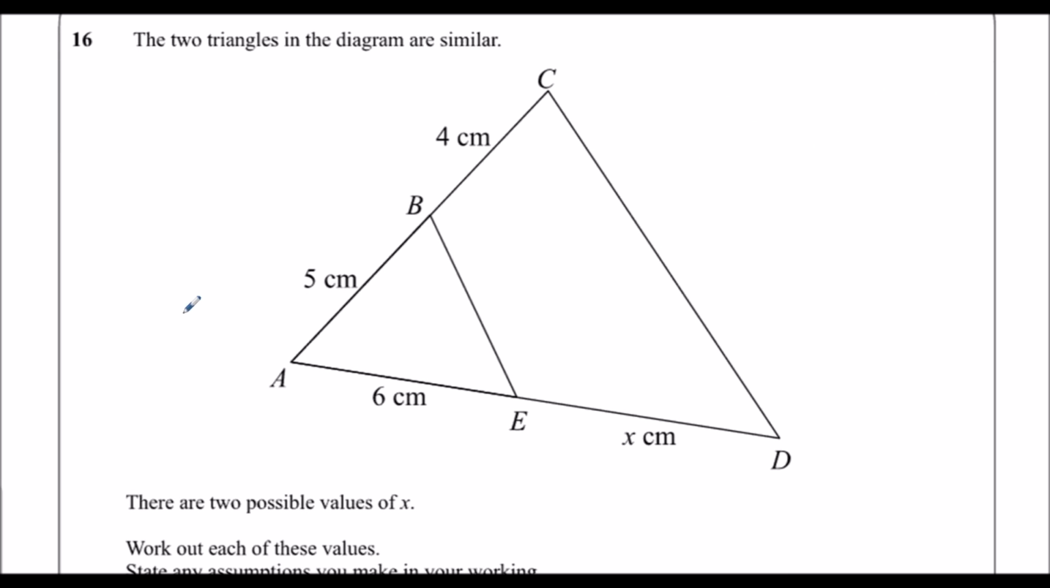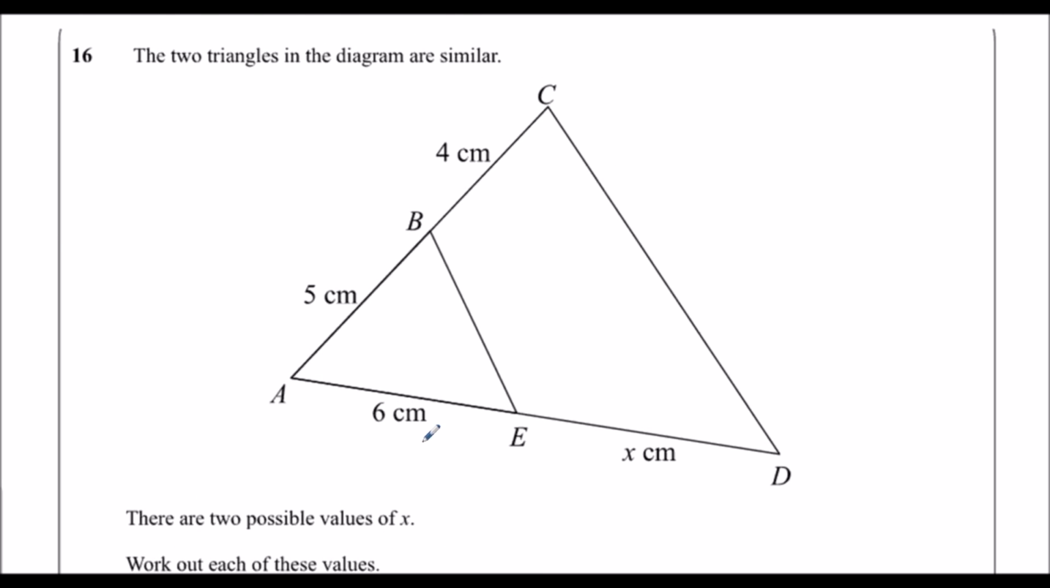Question 16. The two triangles in the diagram are similar. There are two possible values of x. Work out each of these values and state any assumptions you make in your working. So we are told that we've got similar triangles, but we're not told which side corresponds with which side. So either AB could correspond with AC, or AB could correspond with AD.